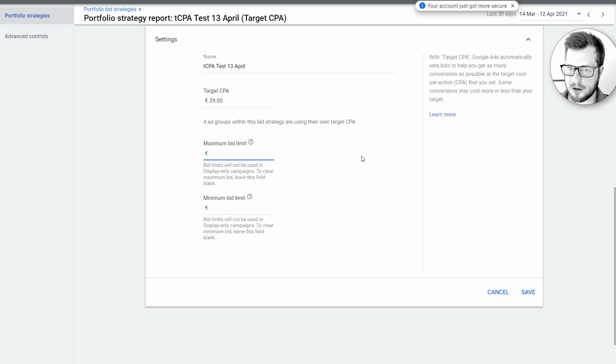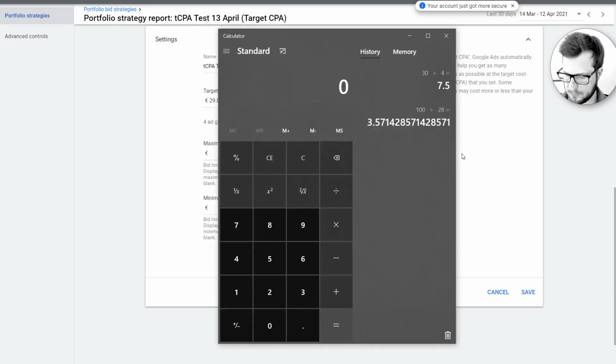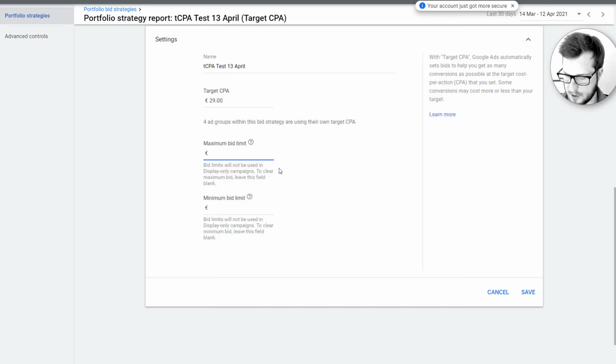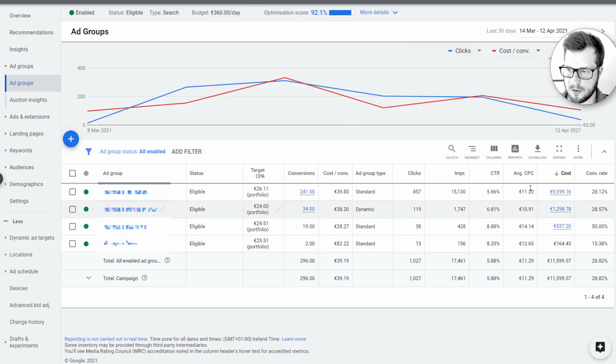So I'm actually going to set the maximum bid at a halfway house. So I'm going to go in at 9.40 as our maximum bid. So I'm meeting it halfway. This is because I don't want to shock the system too heavily. As you can see, these bids are way higher than 7.5, which is our ideal bid. So I don't want to shock the system. I don't want to reduce this campaign down to no conversions or just a handful of conversions.